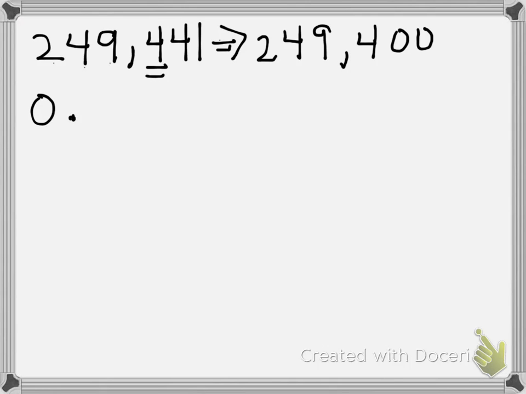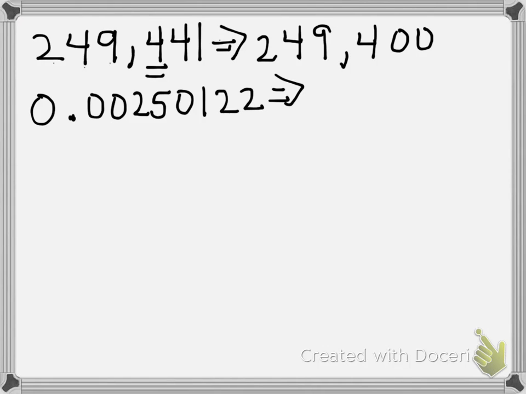Letter B. Again, 4 significant figures. These first 2 aren't significant, they're placeholders. So 1, 2, 3, 4. We're going to round there. So this is going to become 0.002501.